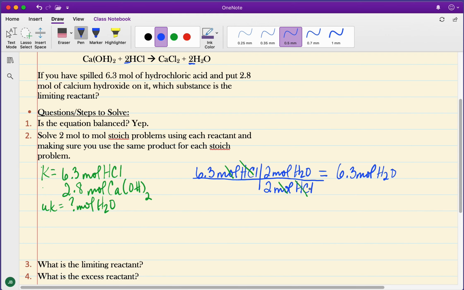Now, that really doesn't tell us anything yet, because we need to do another stoichiometry problem. And this time we're going to do the calcium hydroxide. So we are going to say that we start off with the 2.8 moles of calcium hydroxide.